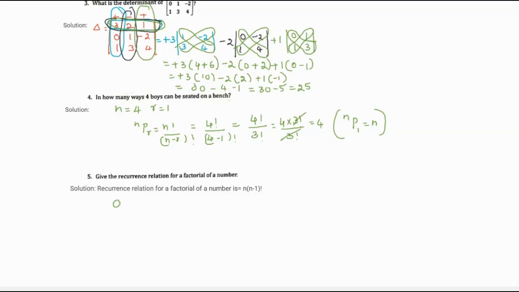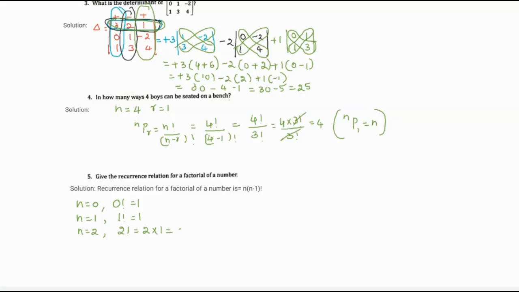If n is 0, we get 0 factorial is 1. If n is 1, we get 1 factorial is 1. If n is 2, we get 2 factorial will be 2 into 1.